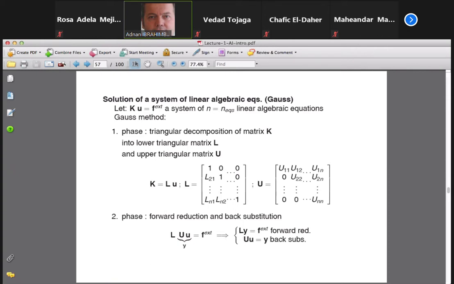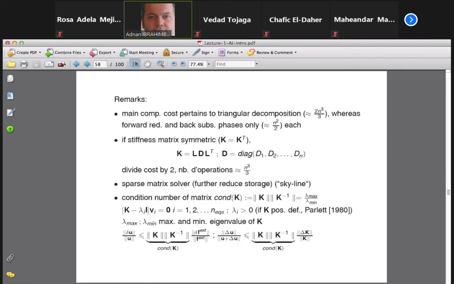Then once you know y, you look into the system equation, which means U uppercase times unknown u equal to y, which is now computed. Now you start from the bottom. In the last equation, you have only one unknown, which is un. Then you go to the n minus first, where un minus 1 is the only unknown, and all the way to the first, where we have u1. This is the so-called back substitution. These two phases together achieve the whole solution of the system.